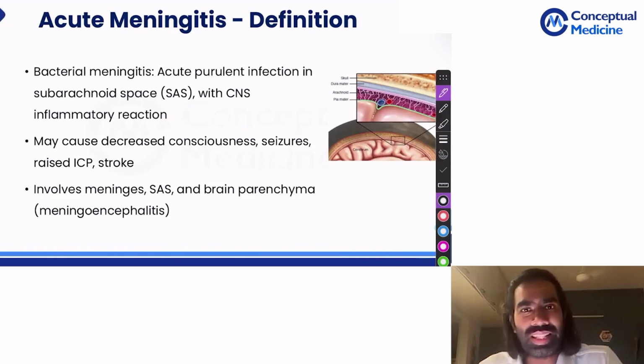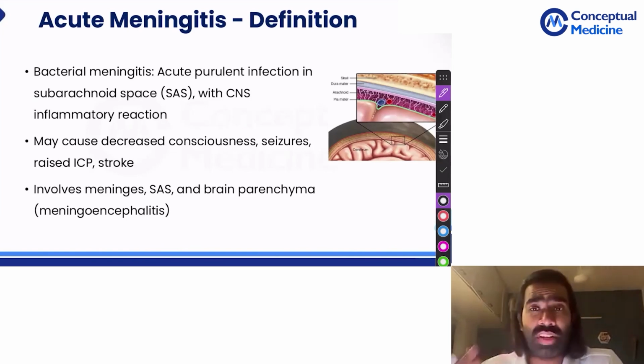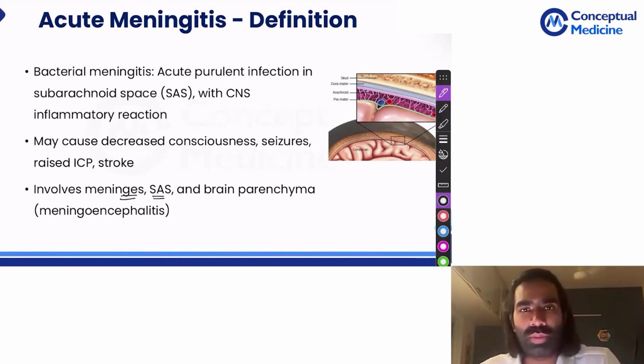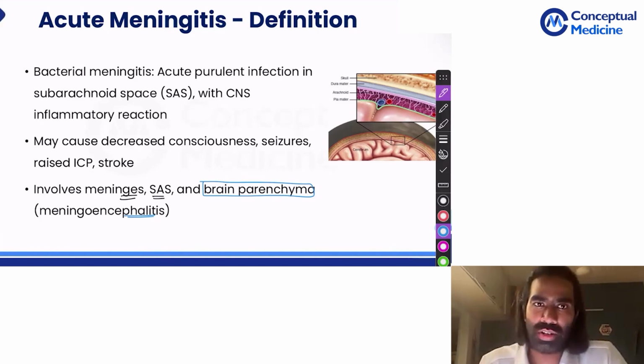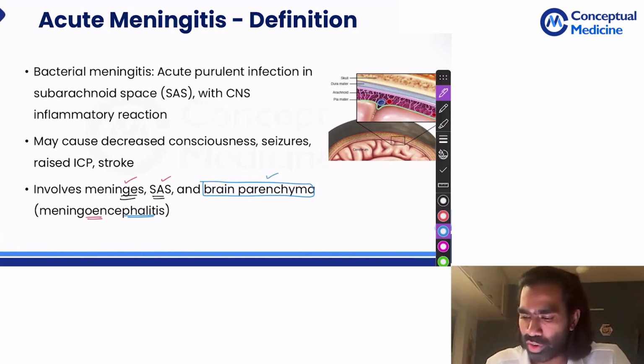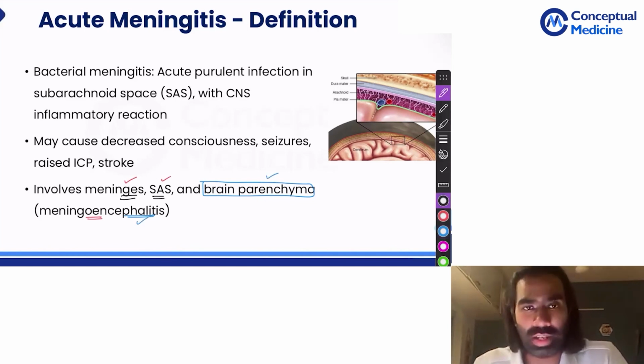So meningitis is nothing but a purulent infection of the meninges and the subarachnoid space. It's going to involve meninges and the subarachnoid space. In case it's going to involve brain parenchyma, this is also called meningoencephalitis. If it's involving only meninges and subarachnoid space, it's meningitis. If it's going to involve brain parenchyma, it will be called meningoencephalitis.